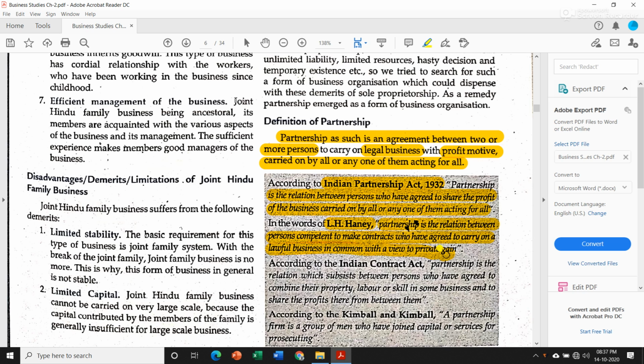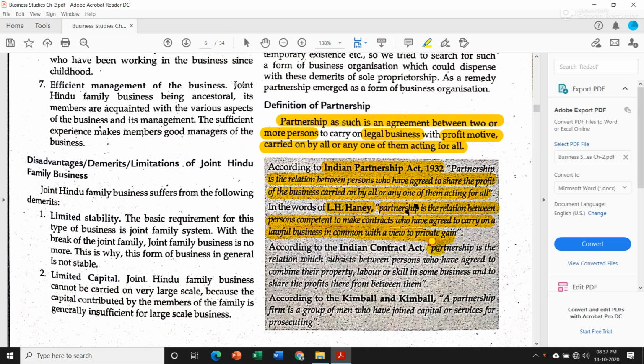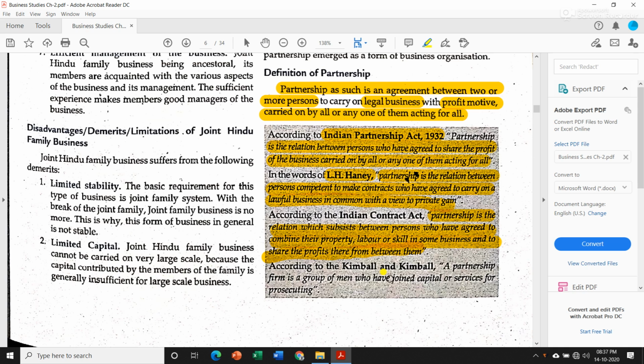with a view to private gain, which means nothing but profit. Now according to Indian Contract Act, partnership is the relation which subsists between persons who have agreed to combine their property, labor or skill in some business and to share the profits therefrom between them. Now according to Indian Contract Act, partnership is nothing but a relation which exists between persons and they have agreed to combine their property. Means they can bring their capital, labor, skill in business, and the profit which they will earn through this business they will share between them.